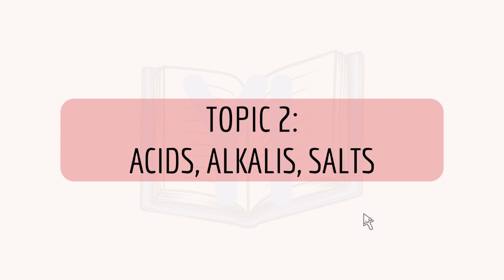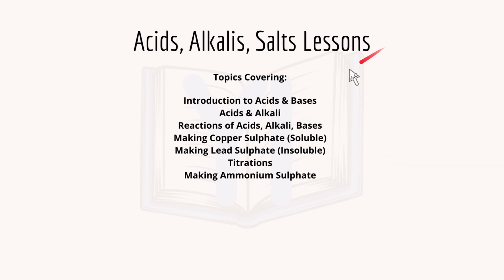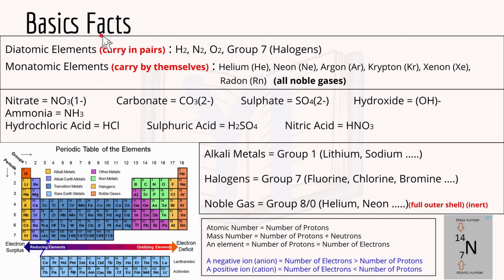And welcome to IGCSE Chemistry for the second topic, which is acids, alkalis and salts. The lessons that I'll be covering are Introduction to Acids and Bases, Acids and Alkalis, Reactions of Acids, Alkalis and Bases, making a soluble salt, which is copper sulphate, making an insoluble salt, which is lead sulphate, titrations, and making ammonium sulphate. So here are some basic facts. We have diatomic elements and monatomic elements, and some ions that we always see, and some acids and ammonia.